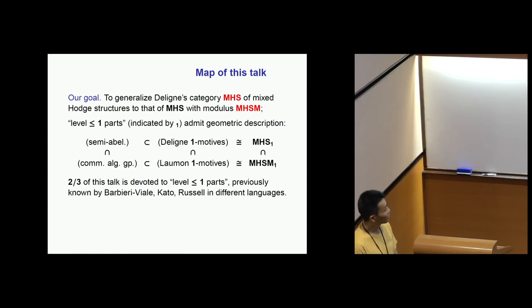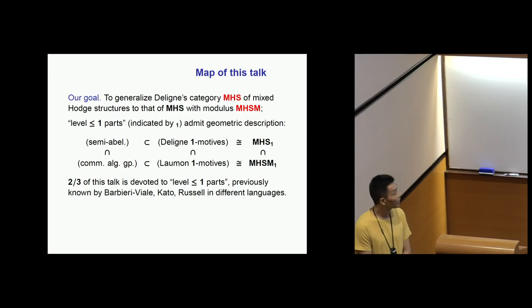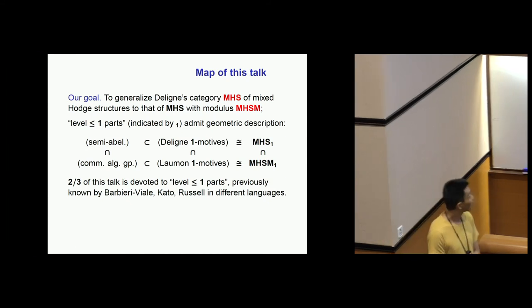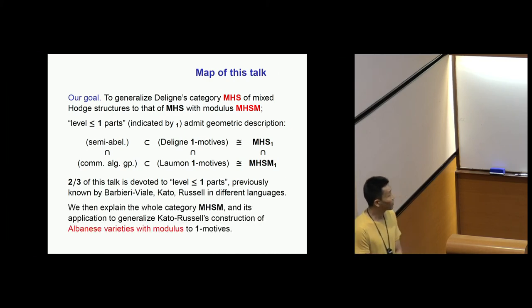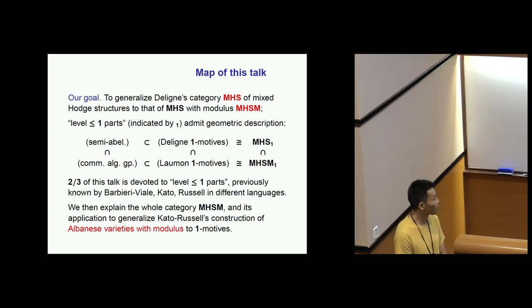However, this part was actually already basically known. The theory of such an equivalence was already established by Barbieri-Viale and Kahn, and Russell. So this part is not new, but I decided to spend 30 minutes explaining the motivation for this work. In the remaining 15 minutes, I will explain the entire category of mixed Hodge structures with modulus, and then its application to albanese varieties with modulus.